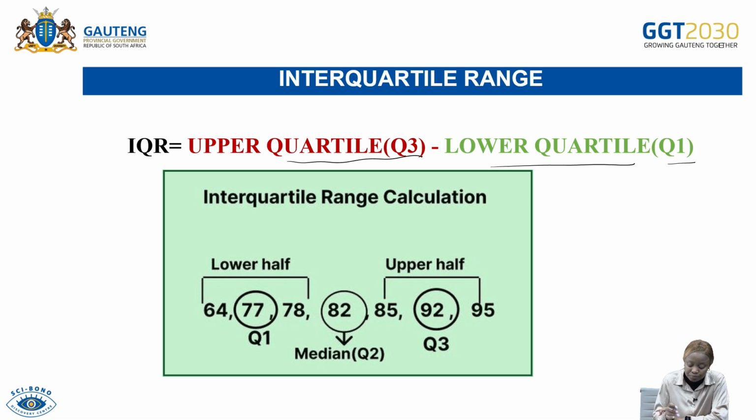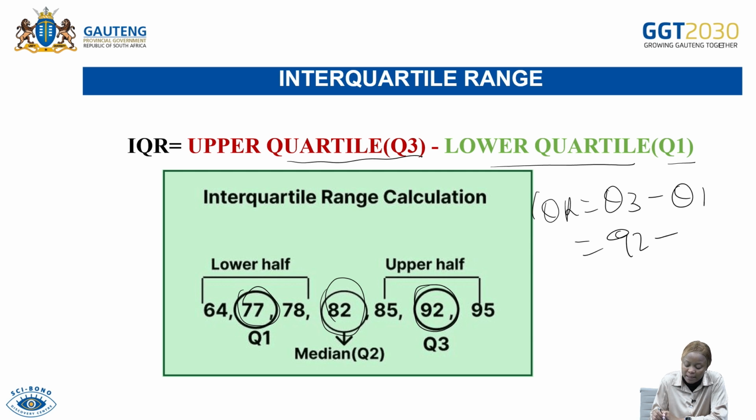So for instance, let's look at this example where your median is 82, your Q3 is given as 92, and your lower quartile is given as 77. To find the IQR, the interquartile range is given as Q3 minus Q1. So your Q3 is 92 minus your Q1, which is 77. 92 minus 77 gives you 15.